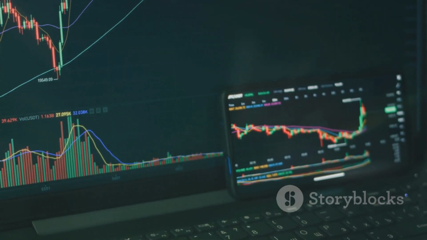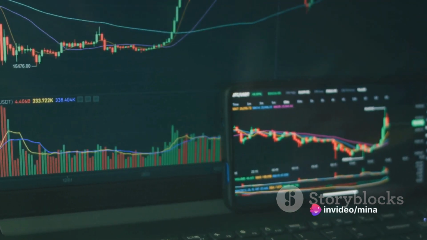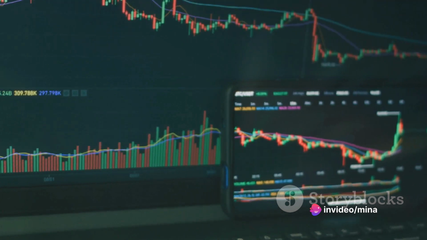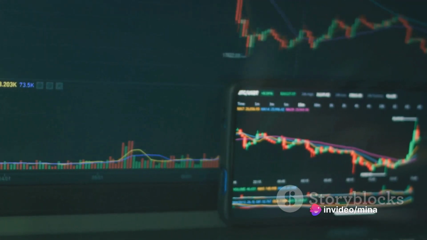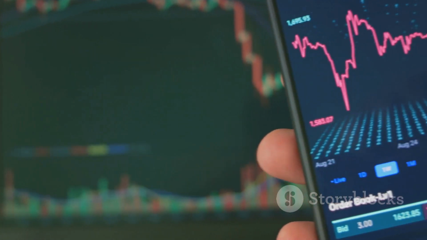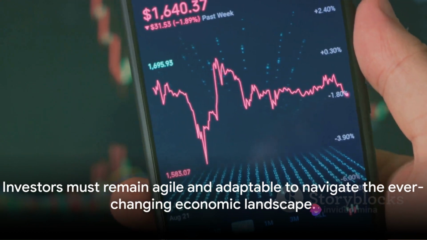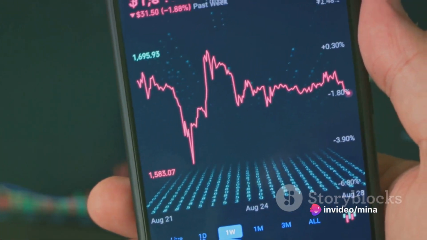The key takeaway here is that economic shifts aren't necessarily bad for investments. They can provide opportunities for savvy investors to adjust their strategies and potentially find new avenues for growth. But remember, these shifts also come with increased risks. Investors must remain agile and adaptable to navigate the ever-changing economic landscape.